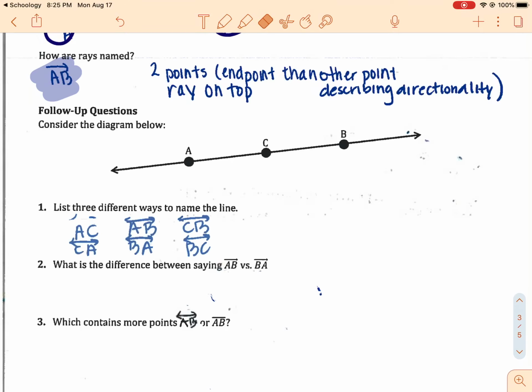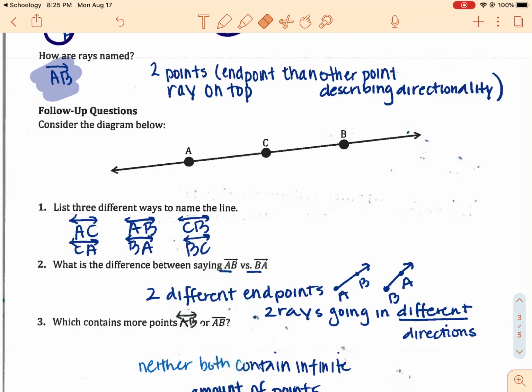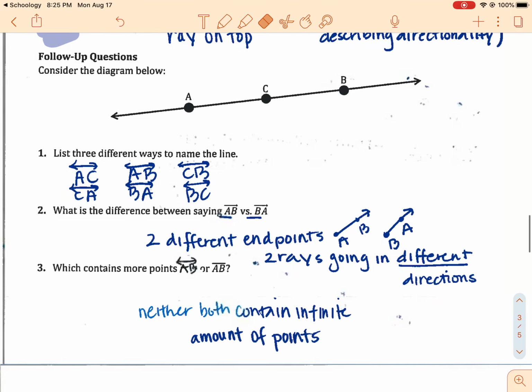Welcome back. If we look at some possible solutions here, here's what we have. So 3 different ways we could have named that line. We know we use 2 points, 2 letters, and then it has the line with arrows in both directions on top. So any combination of those would represent a line. So those are the 6 different possible ways we could do it, and we always do it with 2 letters.